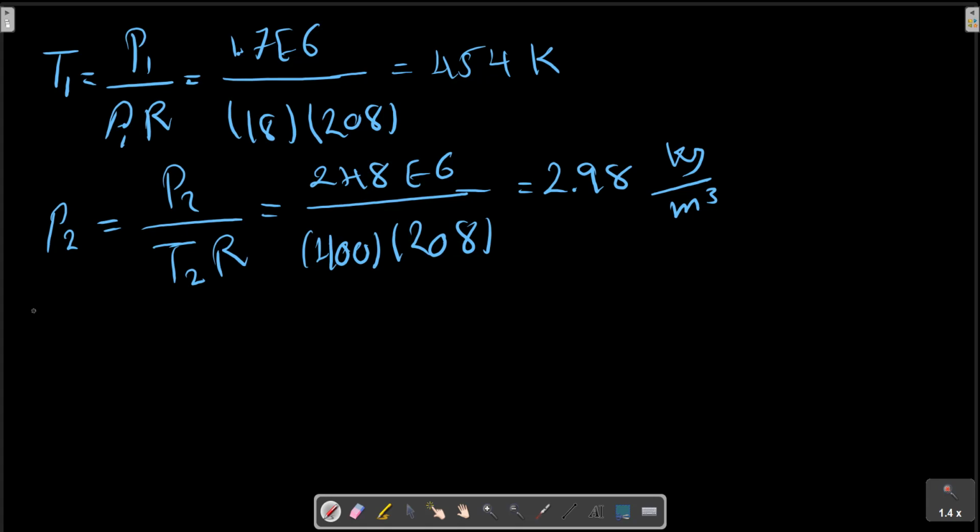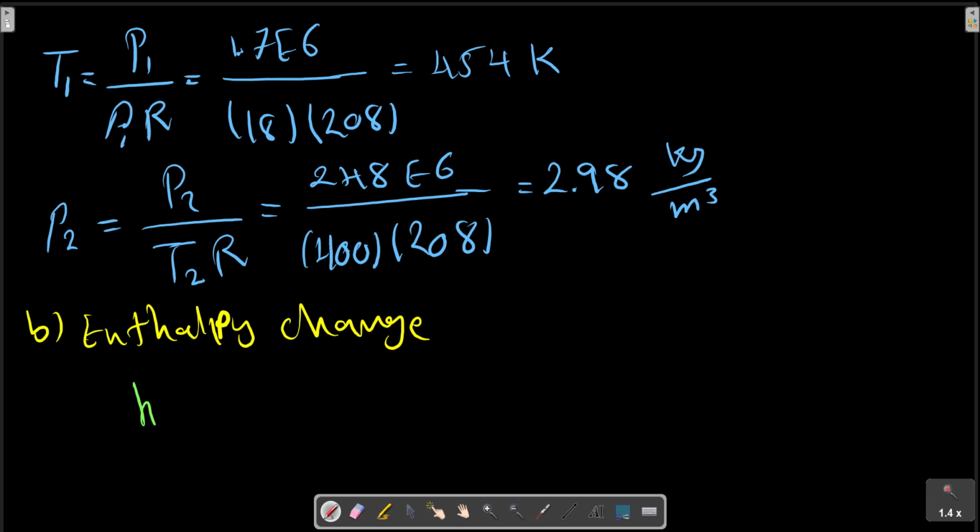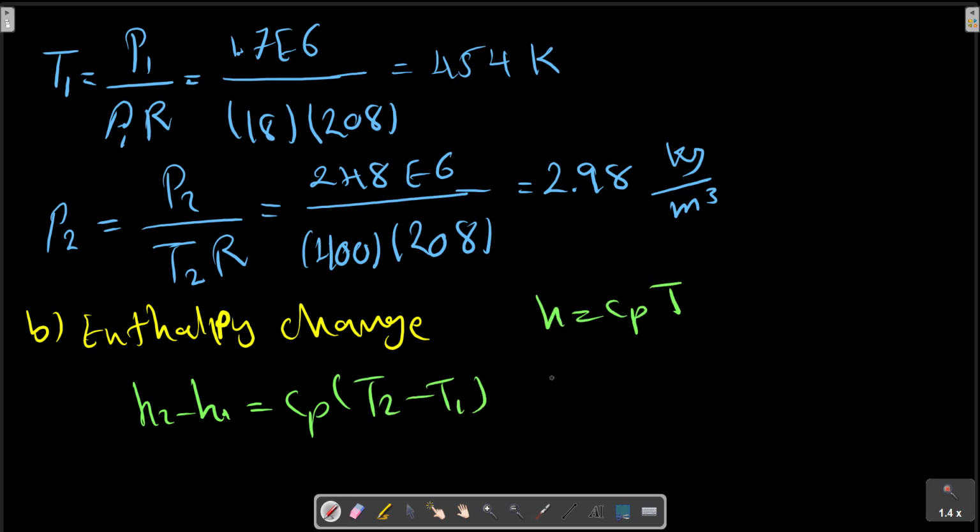2.98. So then we can calculate the enthalpy change. As an ideal gas relation, the change in H equals Cp times the change in T. We calculated Cp before, 590, multiplied by the difference of the temperature in the two conditions. Now we can obtain the enthalpy change as this quantity.